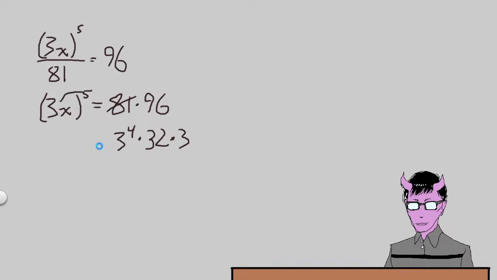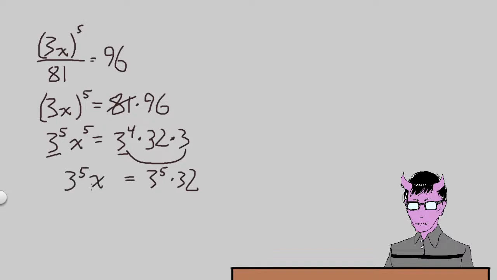We're going to distribute on the left-hand side, property of exponents. There we go. What do you know? This is 3 to the power 5, 3 to the power 4. If you combine those, that's 3 to the power 5. So why not cancel that from both sides? Sure enough, we will. Cancel, cancel. X to the power 5 is equal to 32.